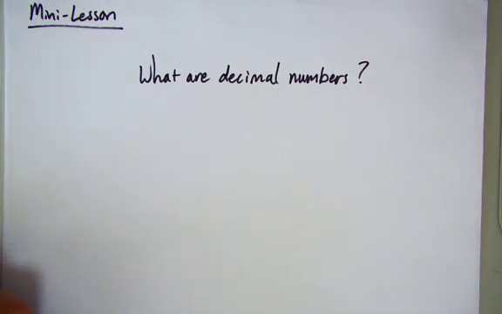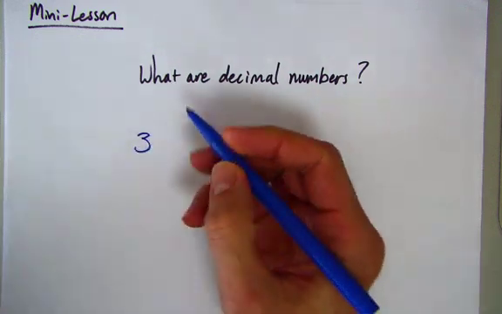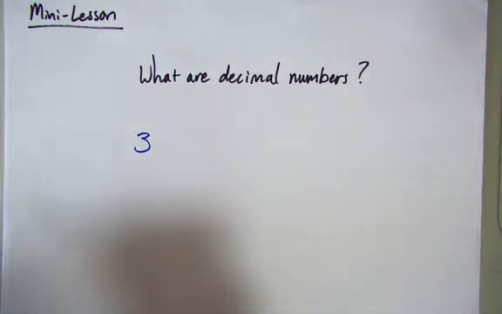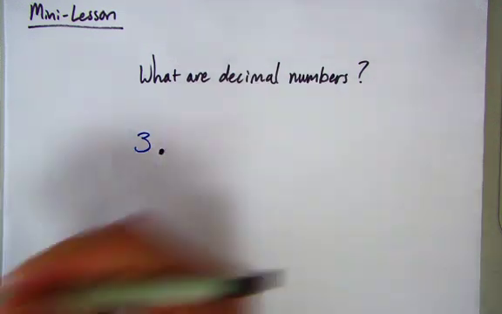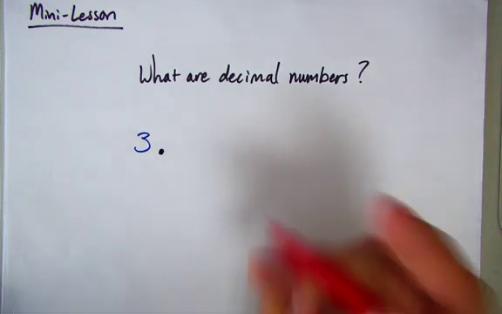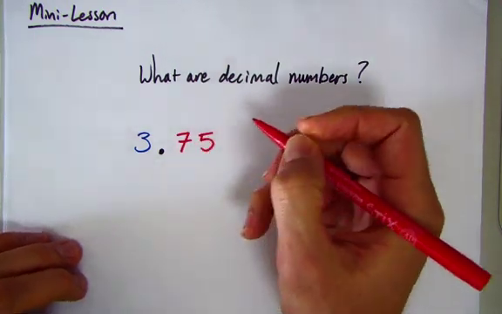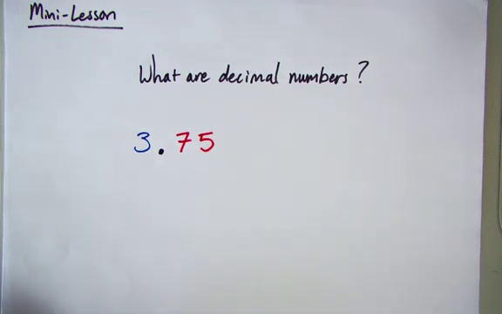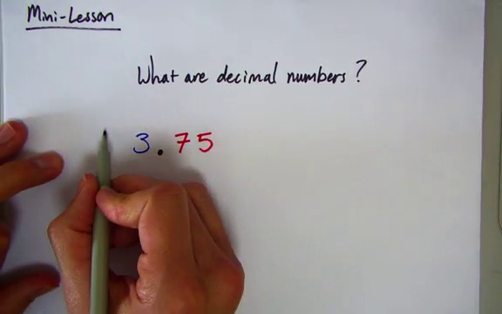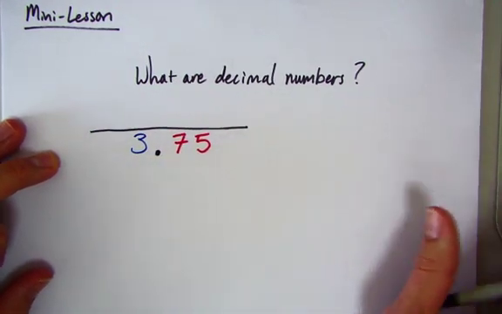So let's start by writing the decimal number 3. Well, I'm not going to say point. 3 and let's do 75 hundredths. Okay, let's go ahead and find the place value for each.